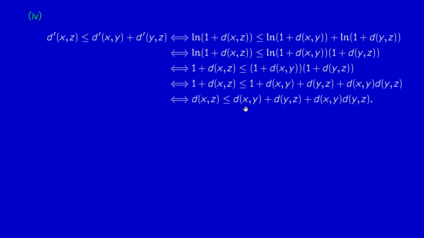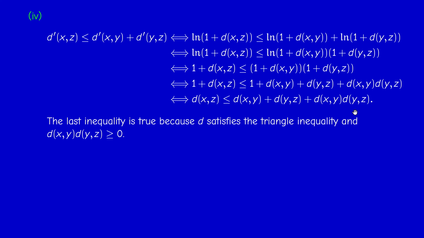Now, is this true? Of course, because d is a distance, so d satisfies the triangle inequality. So d(x,z) is less or equal than d(x,y) + d(y,z). And of course, when I add a non-negative term, this is less than this. So if you like, d(x,z) is less than this sum, and this sum is less than d(x,y) + d(y,z) plus the product. Okay, so since this is true, this is true. So we have the triangle inequality for d', and therefore d' is a distance.